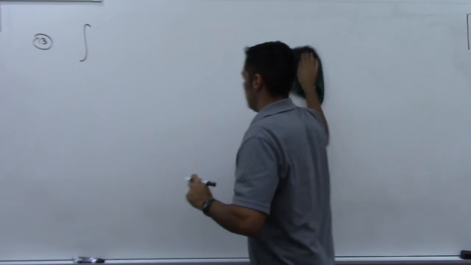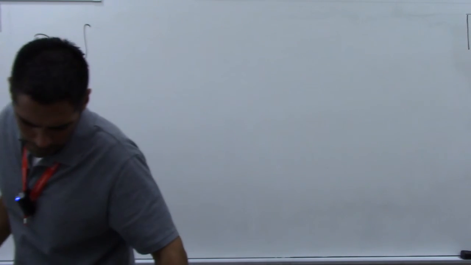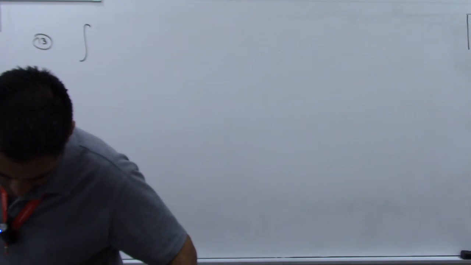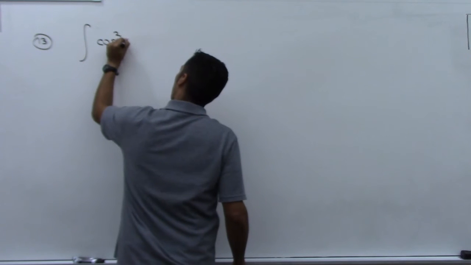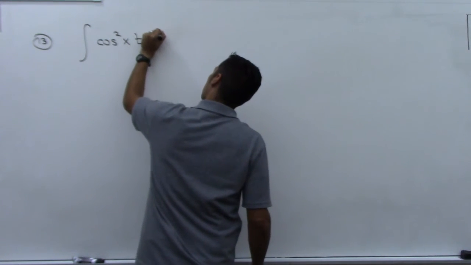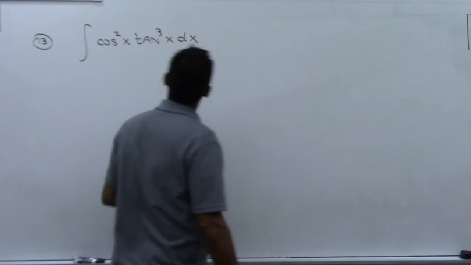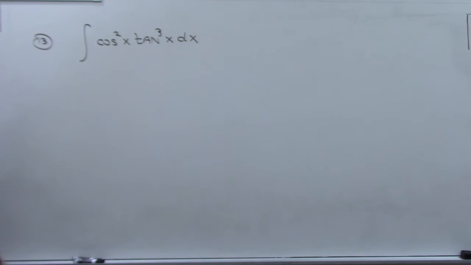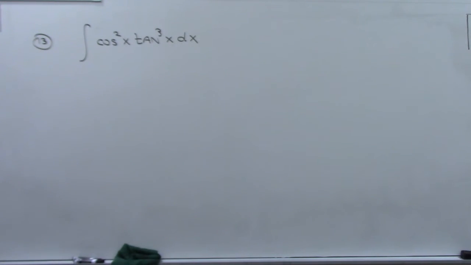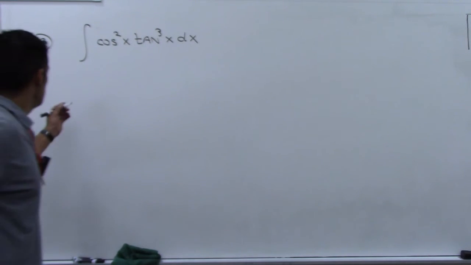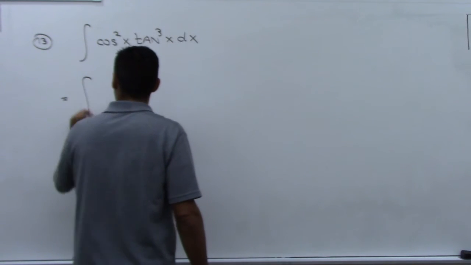So number 13. Cosine squared x, tangent cubed x. All right, so again, this does not fall into the category that we had earlier, because we needed sines and cosines together if we were going to use any of those methods. Here we have cosine and tangent. But let's just remember that tangent is sine and cosine combined.